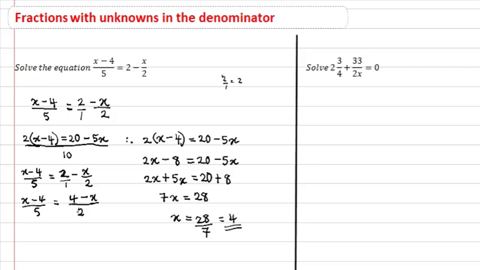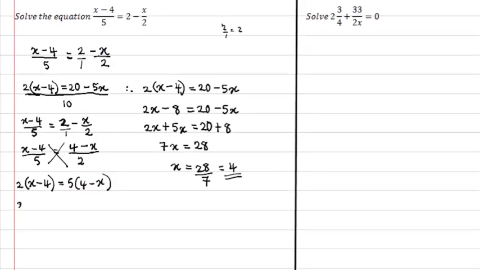So we can choose to cross multiply. This will multiply this, and this will multiply this. So let's do 2 times this. I'm going to say 2 bracket x minus 4 equals 5 bracket 4 minus x. 2 times x is 2x, 4 times 2 is 8, 5 times 4 is 20 minus 5x, that is 5 times x.